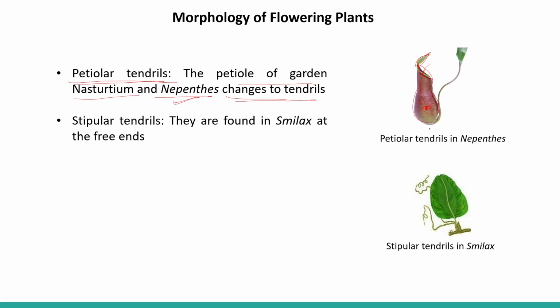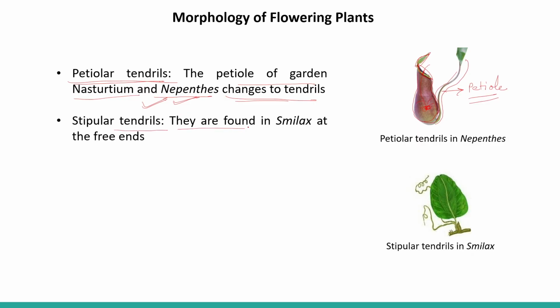Now if you see this particular part, this is the petiole. So here in the petiole, you can see a tendril-like structure. So petiolar tendrils are present in garden nasturtium as well as Nepenthes. Okay, stipular tendrils.